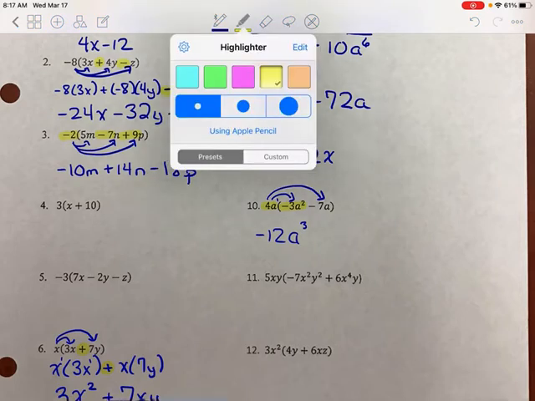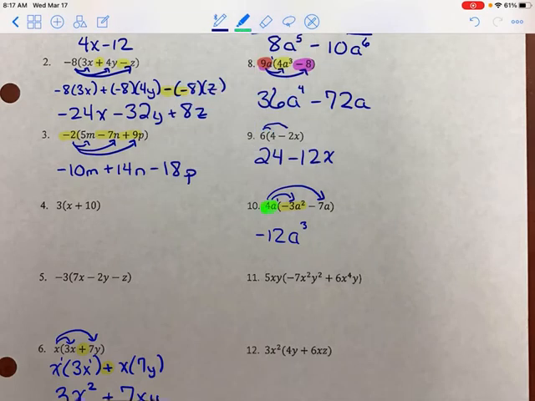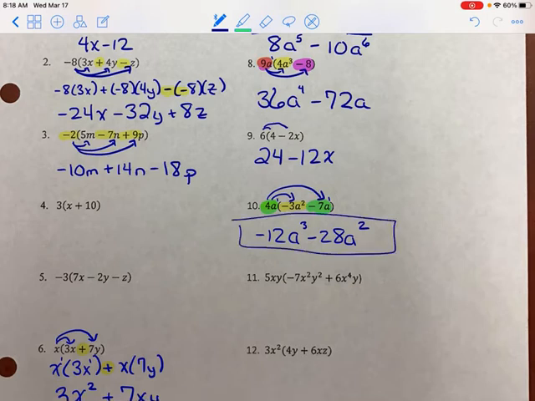So then I move over to the second one. I'll try a different color. I'm going to do the 4a times the negative 7a. That's going to be negative 28. And then add those exponents to get a squared. Notice these are not similar. I can't put them together. That's as far as that goes.